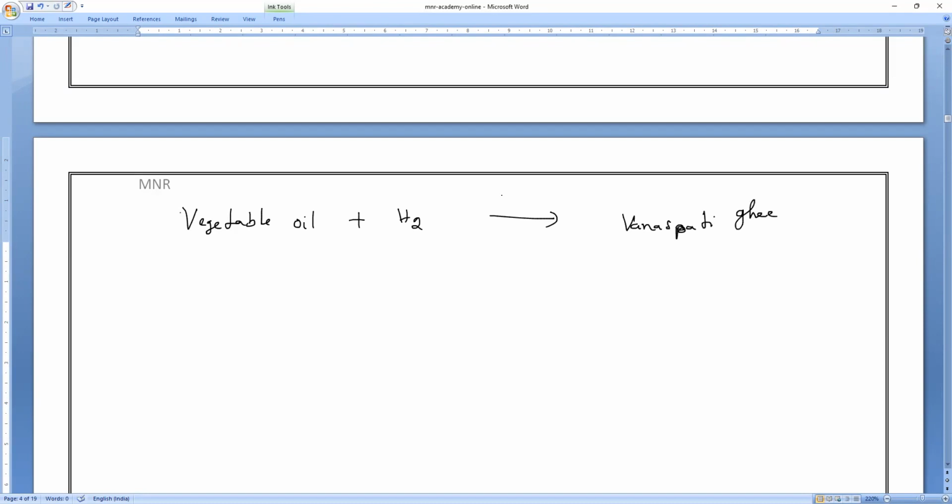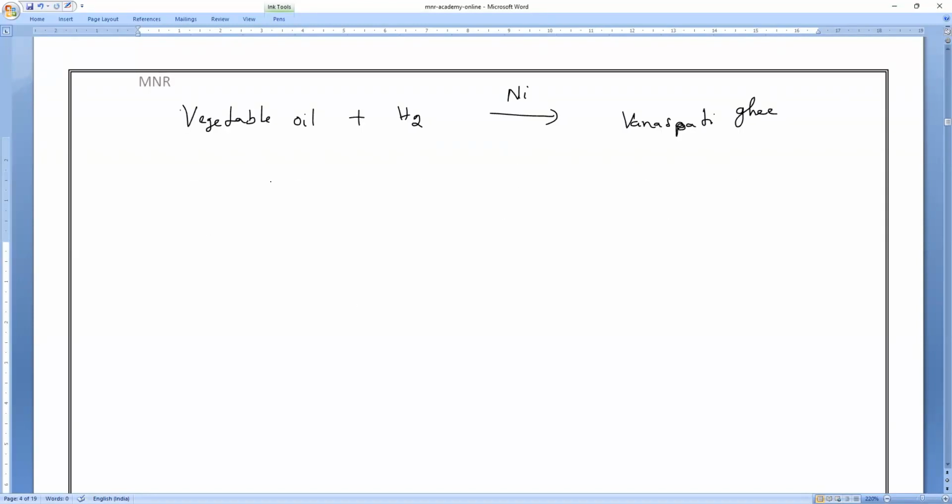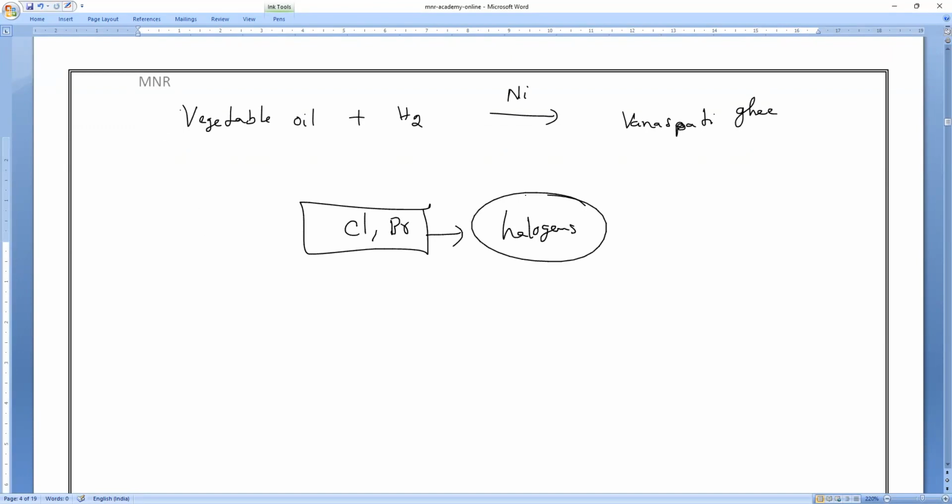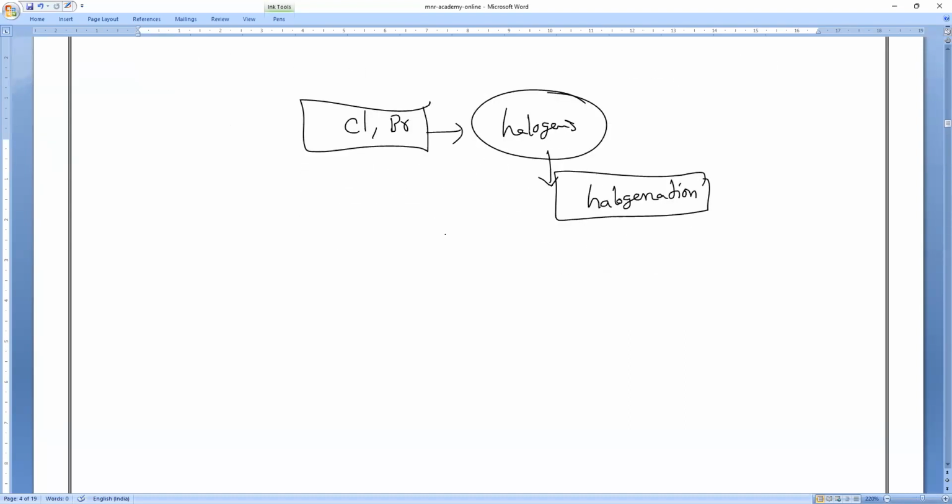Not only hydrogen, I told you other elements also can be added. What is that? Chlorine and bromine. Chlorine and bromine are what? They are halogens. So this reaction we call halogenation. Very, very important. Even there is an important question here. I will teach you that now. Next seven minutes, everybody pay attention. 100% the question will come here.